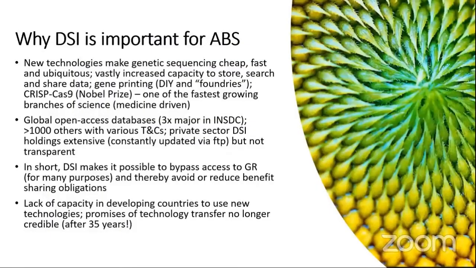I think Ching explained quite well why DSI is important for ABS, because it is now so easy to bypass ABS regulations through accessing the genetic resources from the international databases. And there's also the important equity element, which is that developing countries do not have the technical capacity to use their DSI in the same way that developed countries have. And so all of the value from using DSI is retained in developed countries and protected by intellectual property.